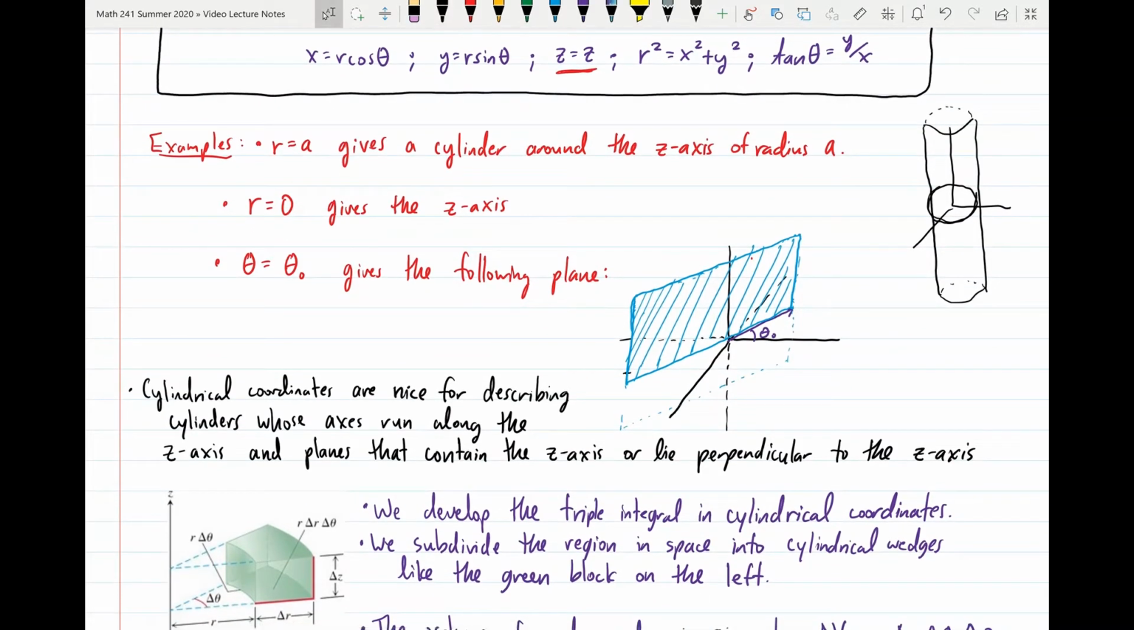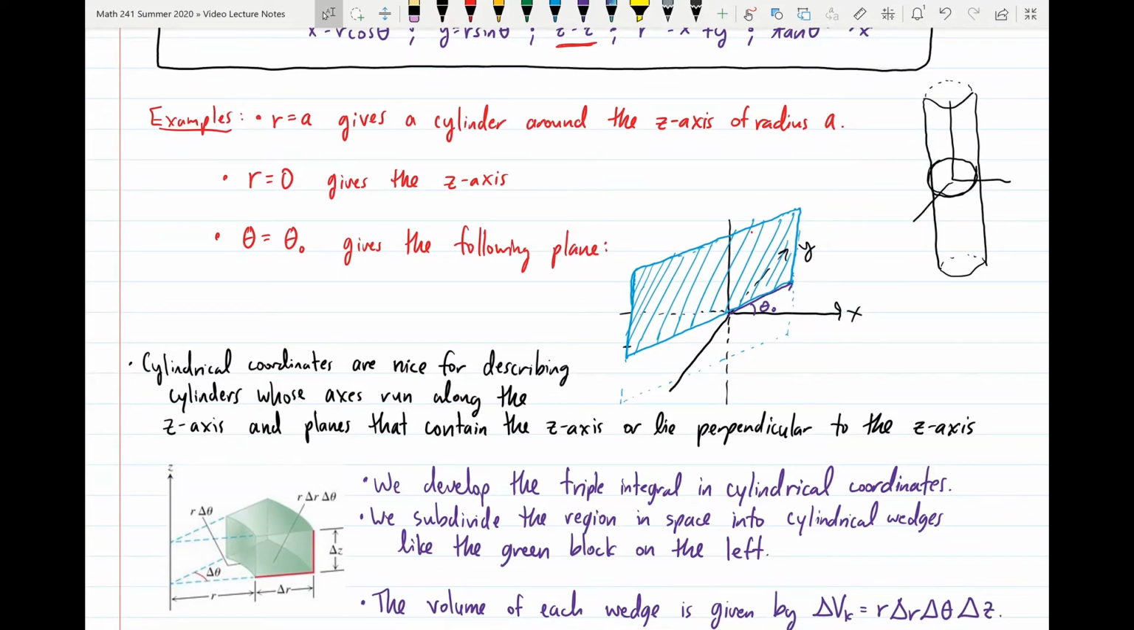If we have the equation theta is equal to some particular theta naught, then that's going to give a plane that goes through the z-axis. So here I have a ray with angle theta naught from the x-axis in this case. So I'm going to call this the x-axis. This is going to be the y-axis. And so we have that ray that makes an angle theta naught with the x-axis. Then theta equals theta naught is going to be that vertical plane that's parallel with theta naught and intersects the z-axis, or contains all of the z-axis.